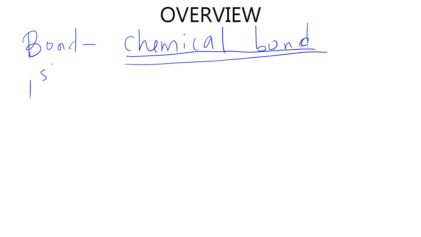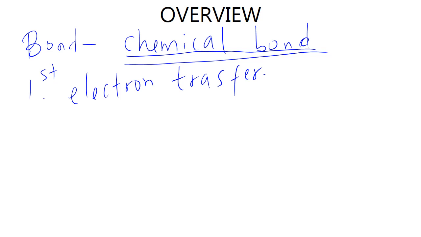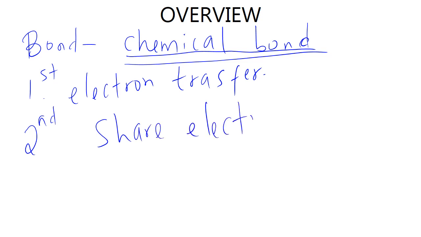The first way is through electron transfer. This is where the electron will transfer completely from one atom to another. Sometimes there isn't much energy, and therefore the atoms would share electrons. So the second type of bond would be formed when atoms share their electrons.